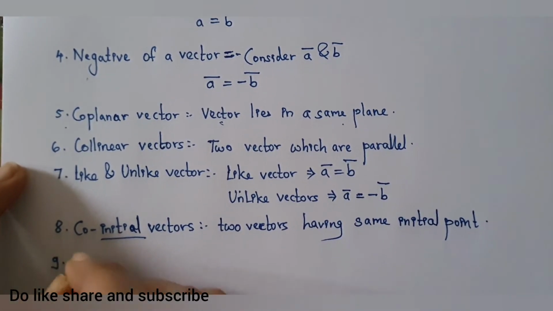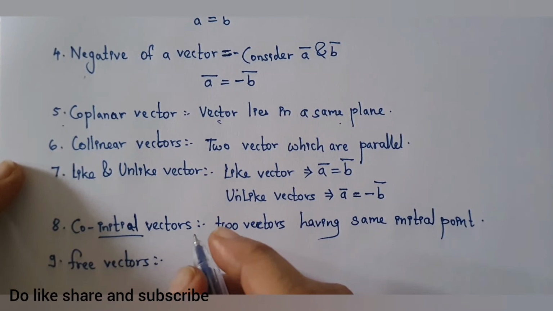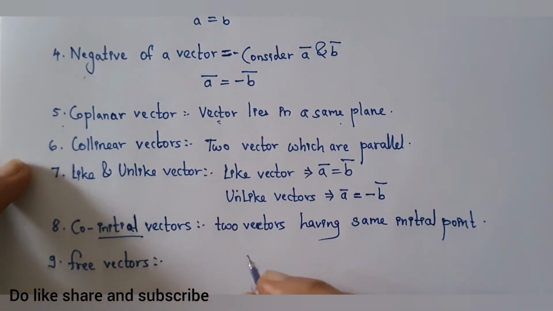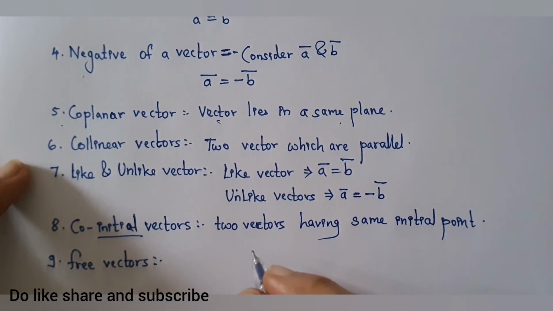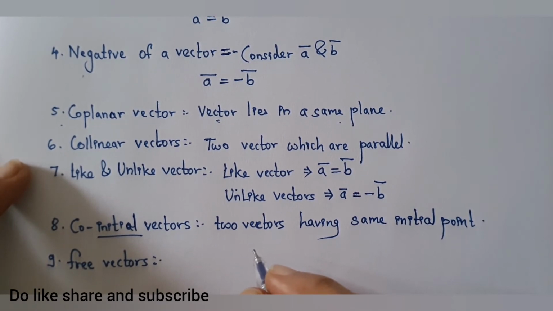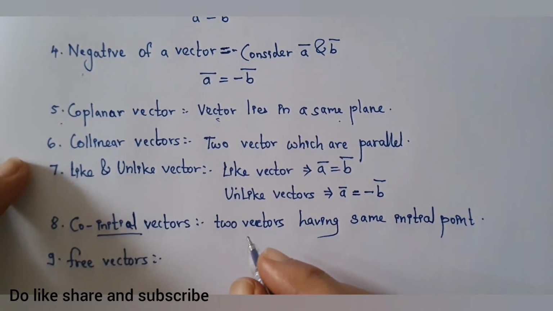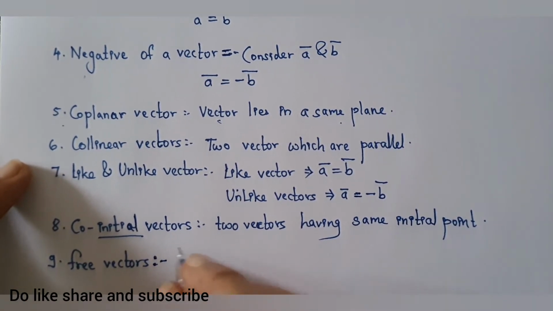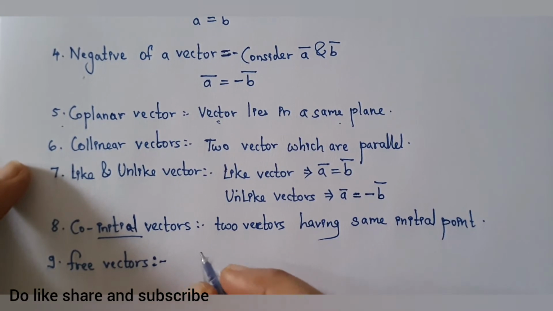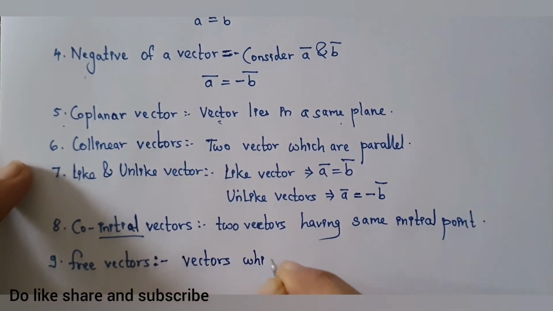Free vectors. Free vectors are the vectors which can be shifted along their line of action or parallel to themselves, and their initial point can be chosen anywhere. They are called free vectors. Example, you can say that all equal vectors are free vectors. See, we do not determine the location of the vector, and these are called free vectors. So here we can say the vectors which are independent.